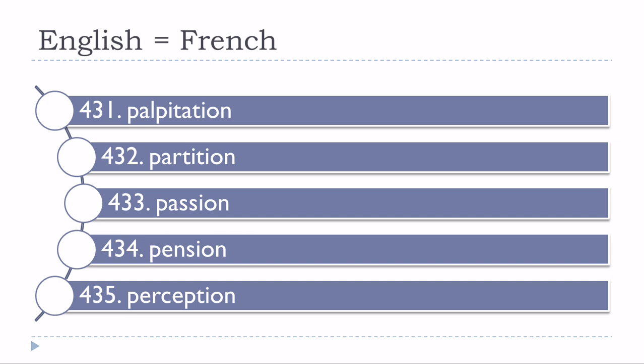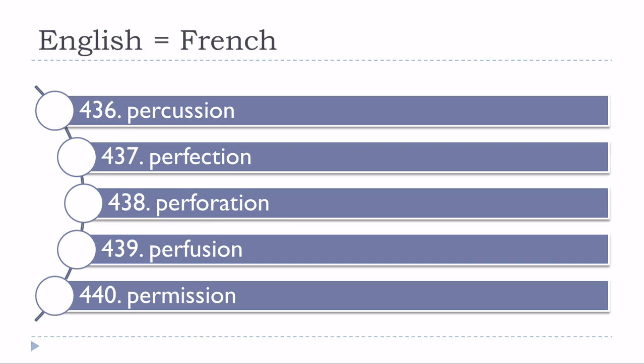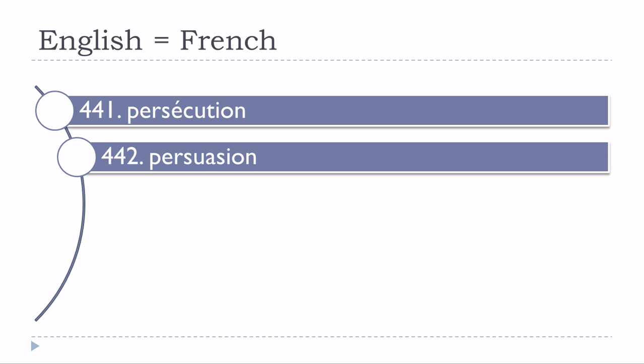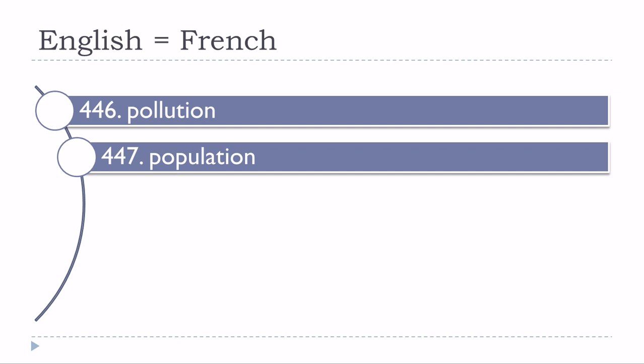Perception. Percussion. Perfection. Perforation. Perfusion. Permission. Persécution. Persuasion. Perturbation. Pétition. Plantation. Pollution. Population. Portion. Position.